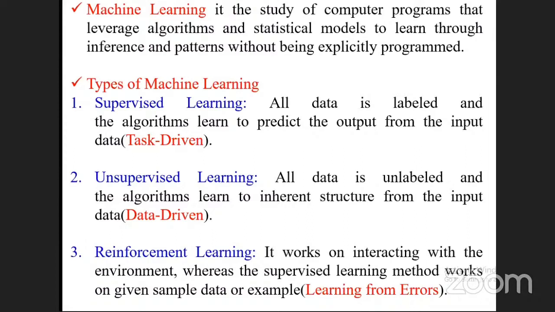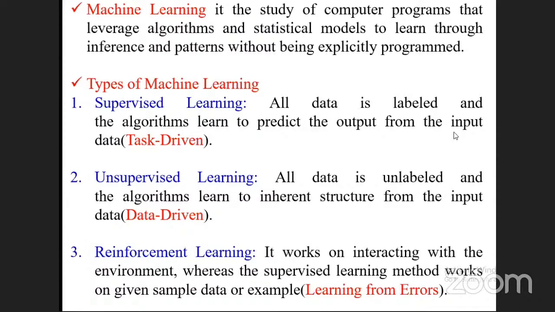These are the three types of machine learning algorithm we are using. Supervised learning: based on the label, we are classifying the data. Unsupervised learning: there is no label. Based on the similarity behavior, we are classifying the data, using Euclidean distance, Manhattan distance, Minkowski distance, with the help of the k-means algorithm. K-means clustering algorithm, etc.